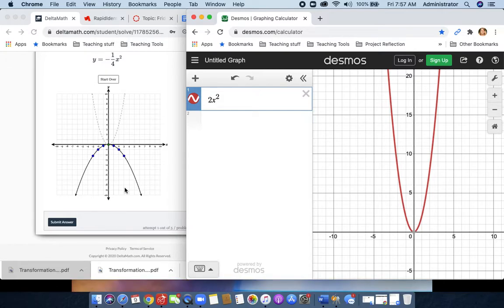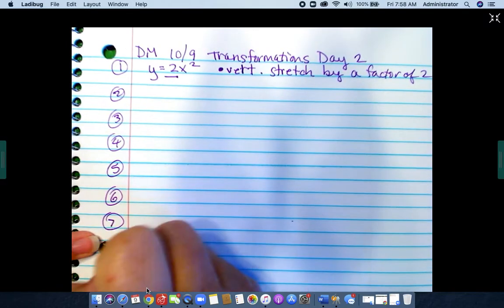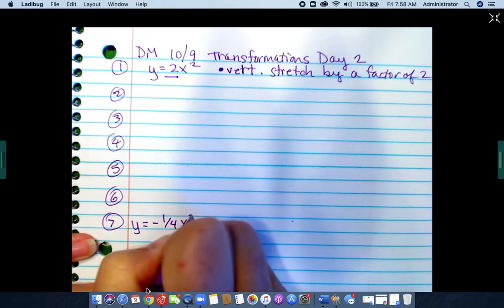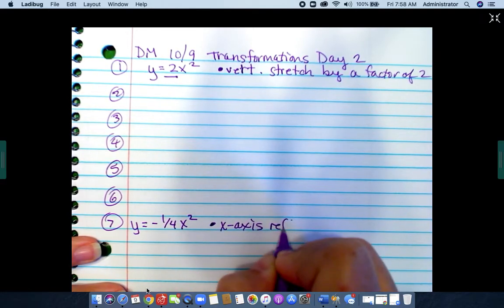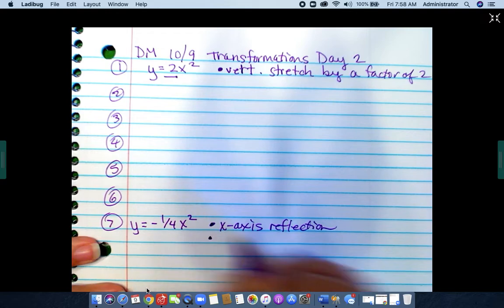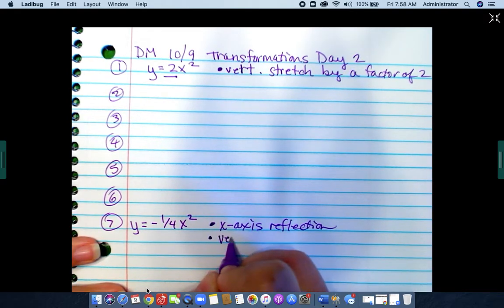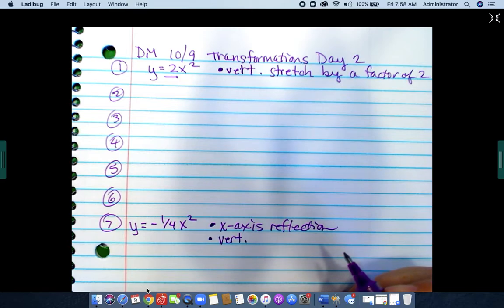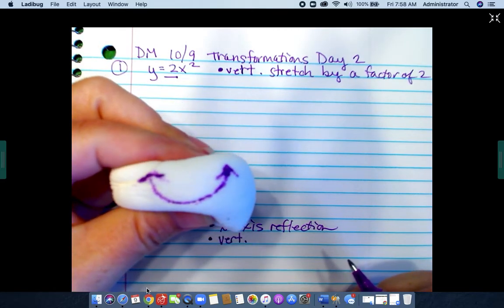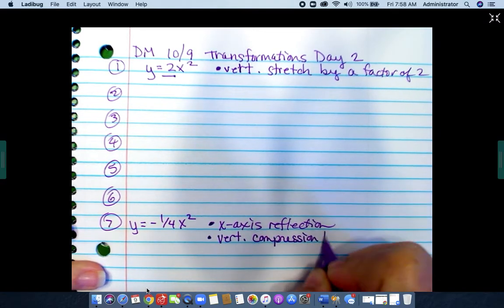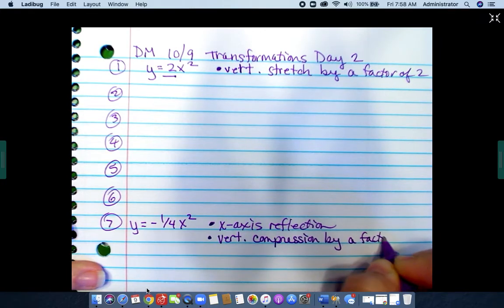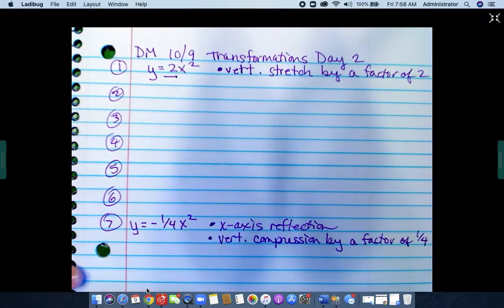And then for the one I just did, this was number 7. So down here, if I go 2, 3, 4, 5, 6, 7. For 7, it was y equals negative 1/4 x squared. Then I've got 2 transformations. I have an x-axis reflection, and I have a vertical what? Fractions make it fatter. So that's a compression. Vertical compression by a factor of 1/4. Do not put the negative in there with it.